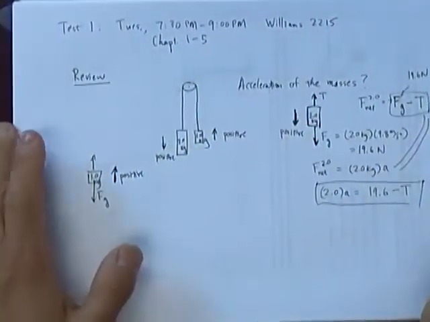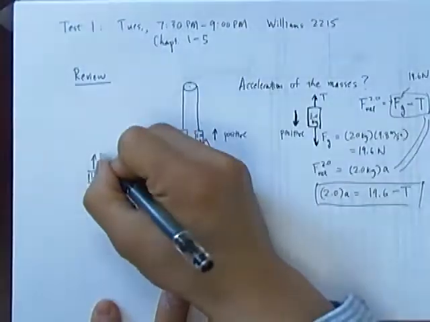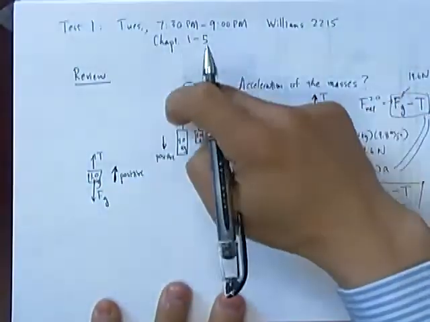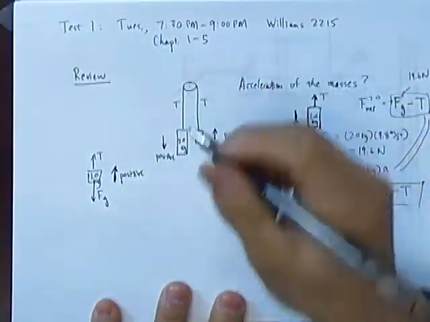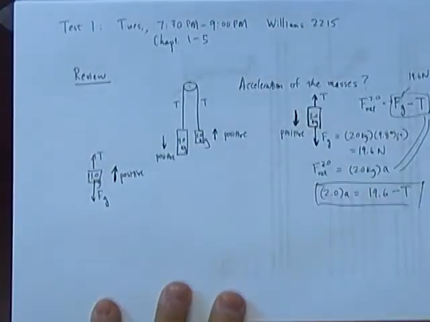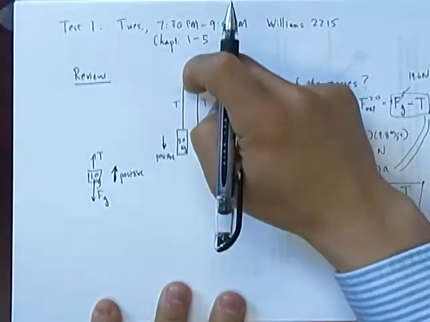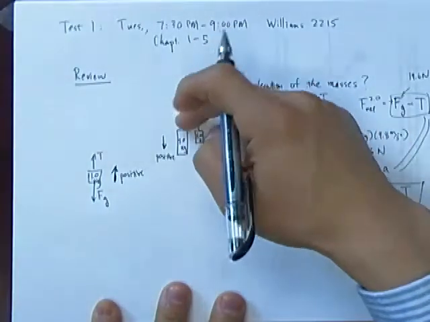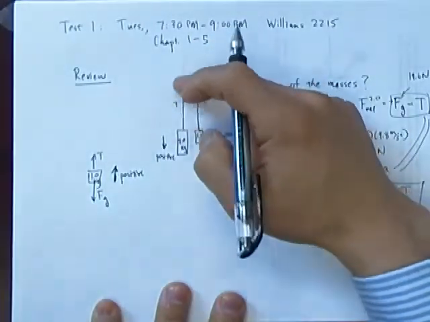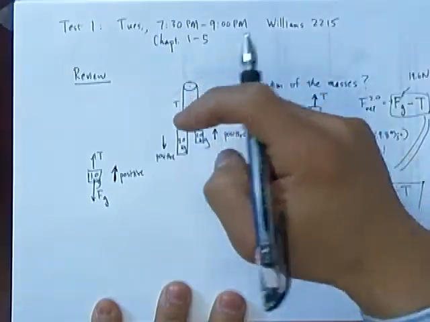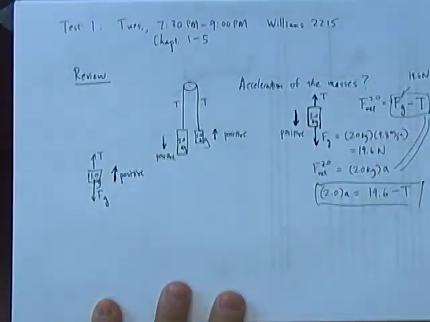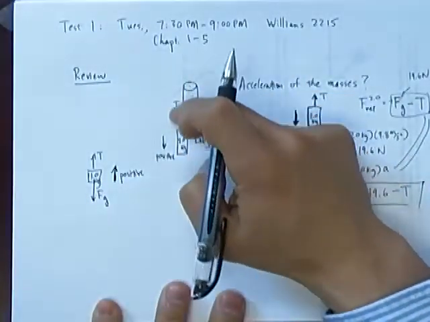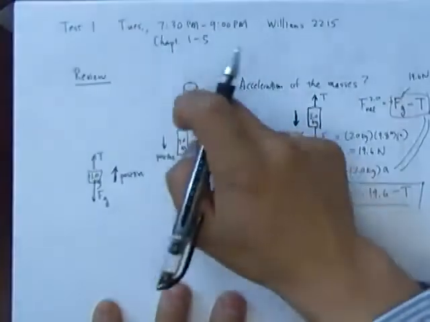So now I will do the same thing. I know this is my tension. It will be the same tension. The tension is the same on both of these masses. That's a consequence of the fact that the pulley has negligible mass, and the string has negligible mass, and there's no friction, so the tension will just remain the same on both sides of the pulley.